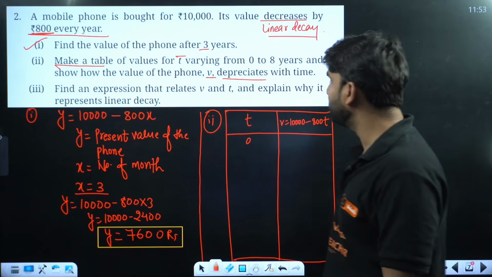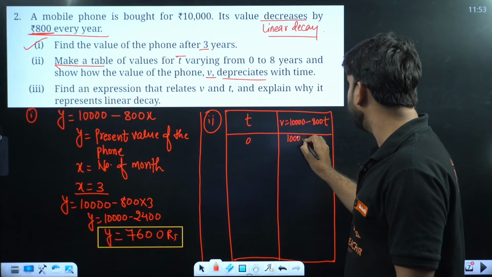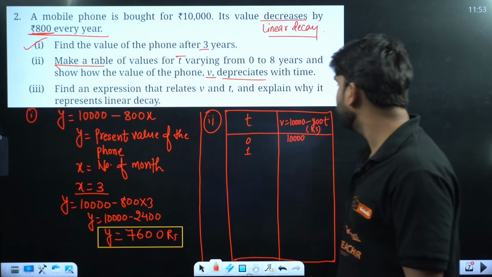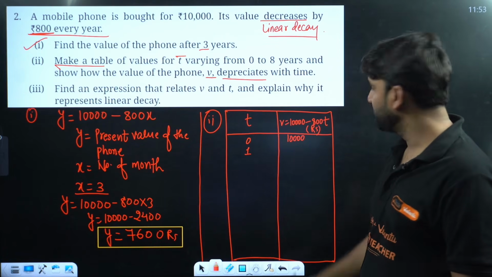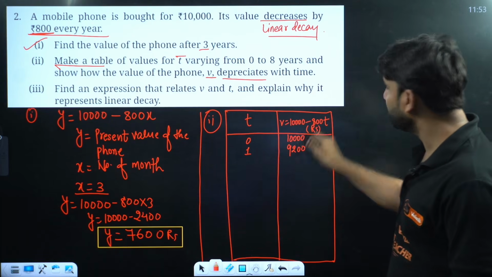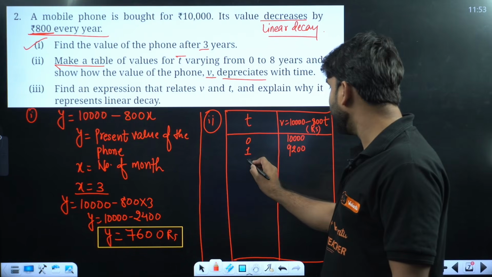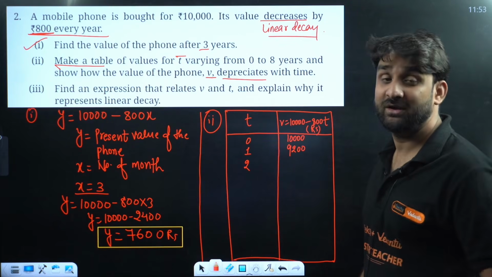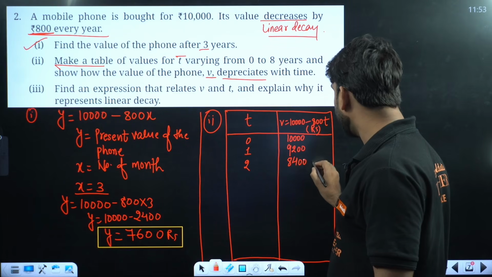Now the question is asking for values of t varying from 0 to 8 years. If we put 0 for t, the value will be 10,000 rupees, and these are in rupees. For the first year, t is 1, so 10,000 minus 800 will be 9,200. And for the second year, 8 twos are 16, so 10,000 minus 1600 will be 8,400 rupees.